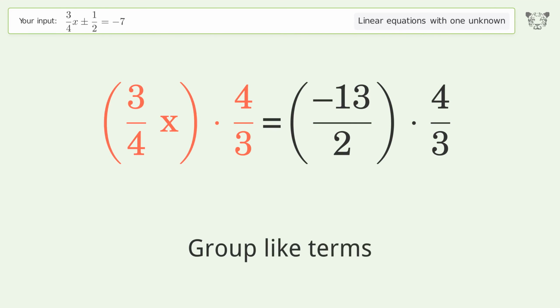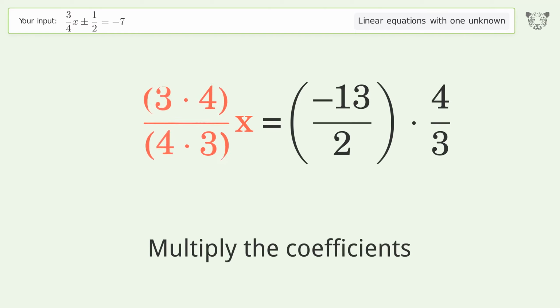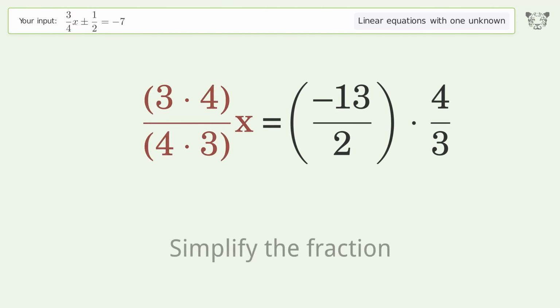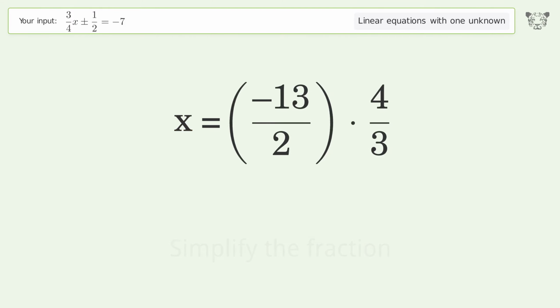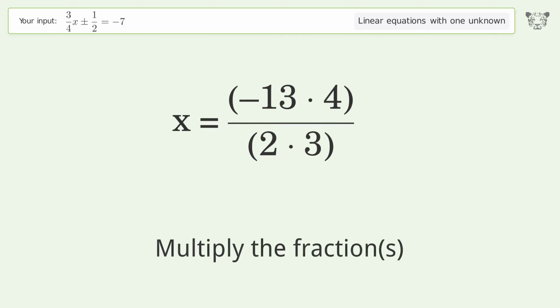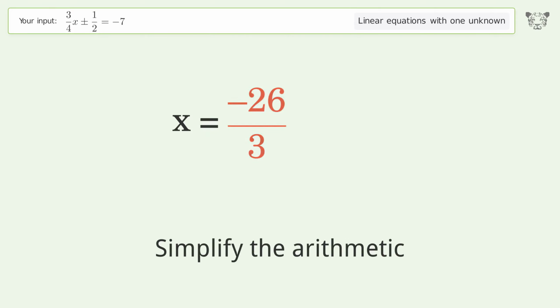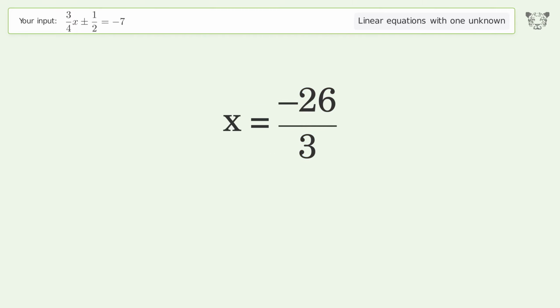Group like terms. Multiply the coefficients. Simplify the fraction. Multiply the fractions. Simplify the arithmetic. And so the final result is x equals -26/3.